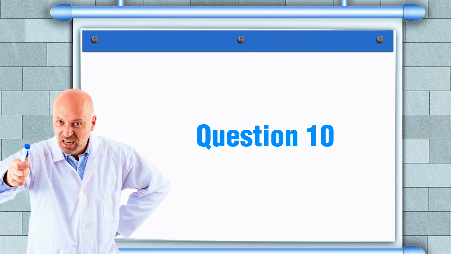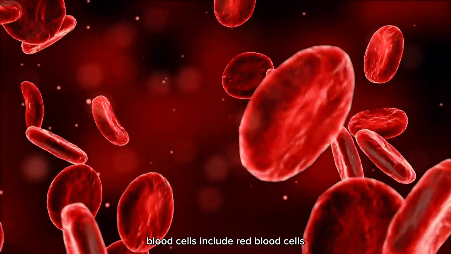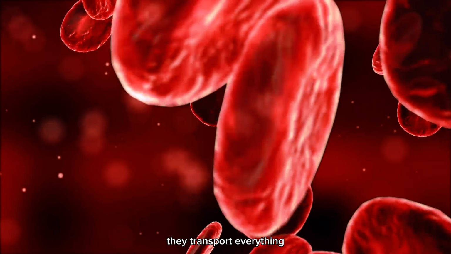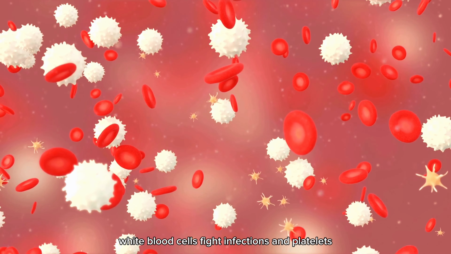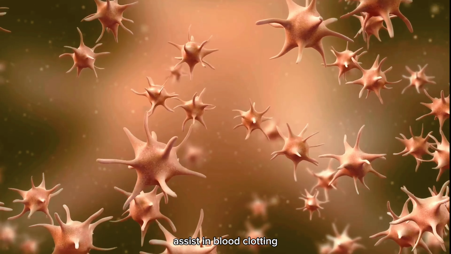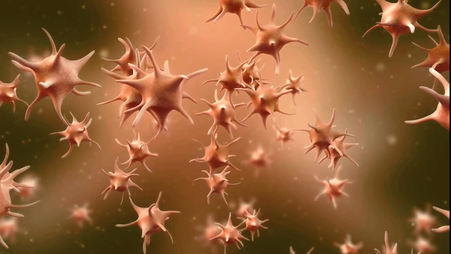Question 10. What are blood cells and what are their functions? Blood cells include red blood cells, which transport oxygen. White blood cells fight infections and platelets assist in blood clotting.